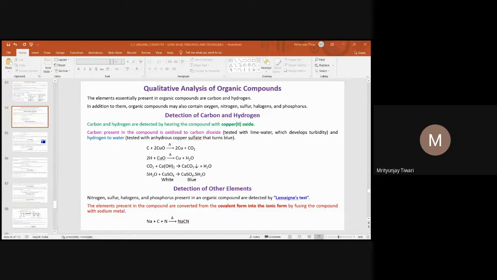So the Dumas method, what we have seen: an organic compound which contains nitrogen, when it is oxidized in the presence of CuO, forms carbon dioxide gas, water vapor (steam), plus nitrogen gas, and some amount of reduced copper will be there. Now in this case, we devise this reaction. This CO2 is now passing.